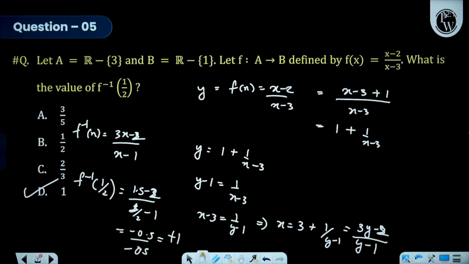Okay, so there was some error from my end. Instead of writing 0.5, I wrote it as 3 by 2. And the right answer for this one is going to be option D. I hope you got the same answer. Let us move on to the next problem.